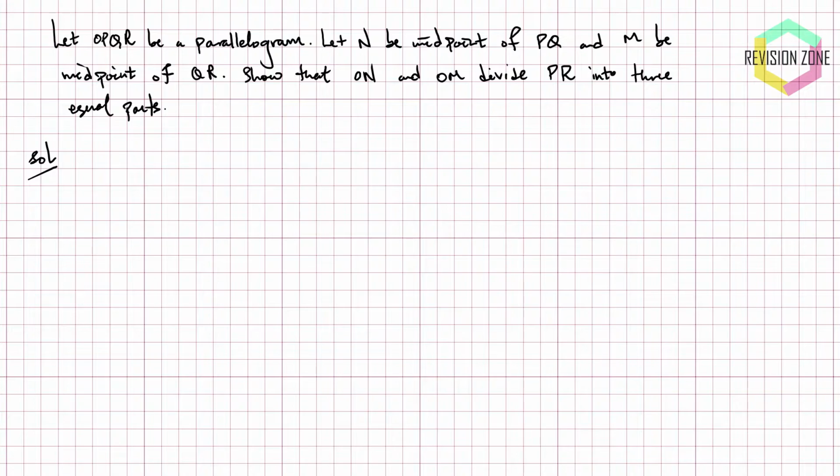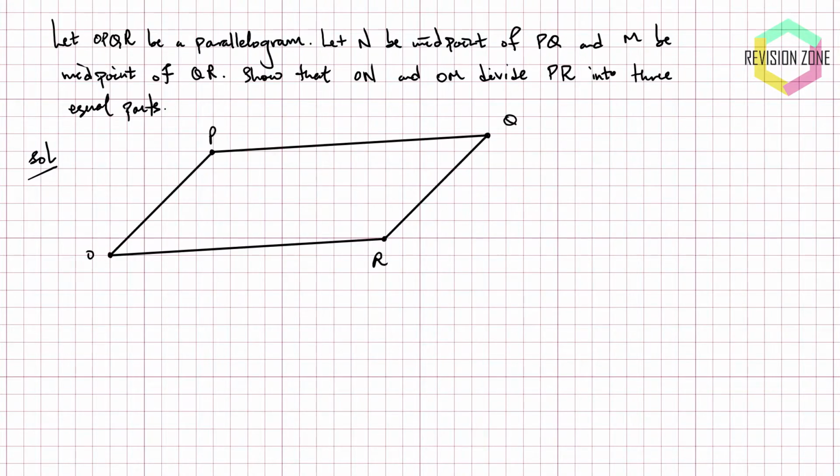Well, clearly this is rooted in geometry, so we're going to start with a diagram. So we've got our parallelogram OPQR, and then we want to mark M and N on here. M is the midpoint of QR, so I've got my side QR, and that's the midpoint M. And N is the midpoint of the side PQ, so I've got the side PQ, and there's the midpoint there, right?